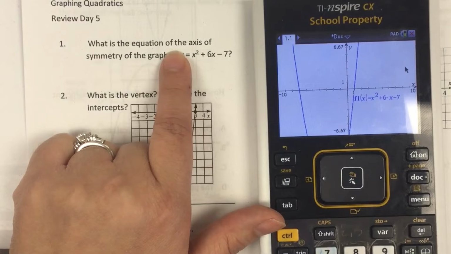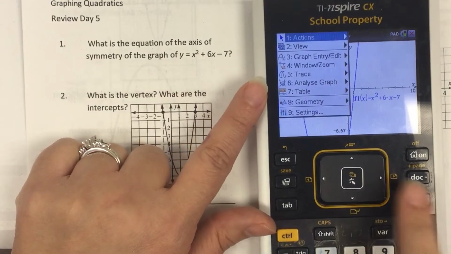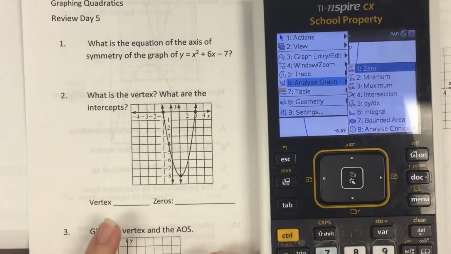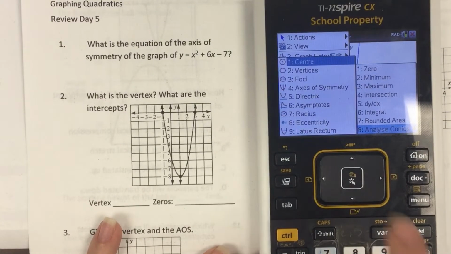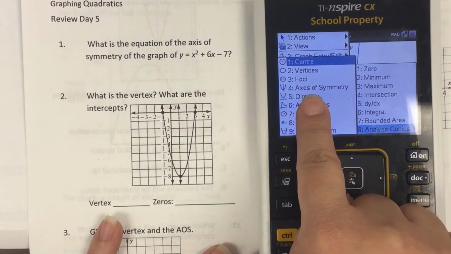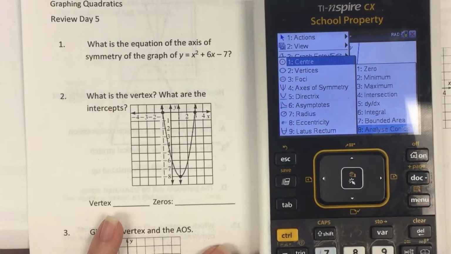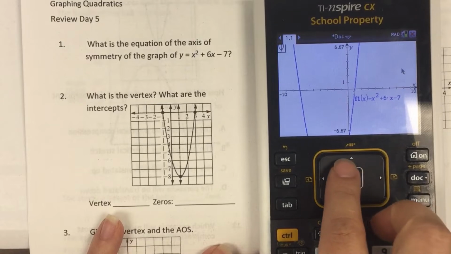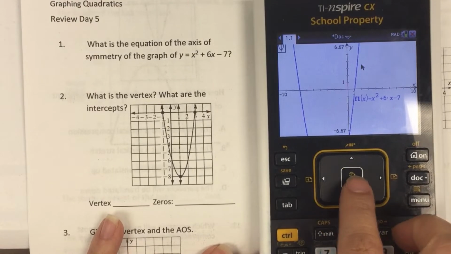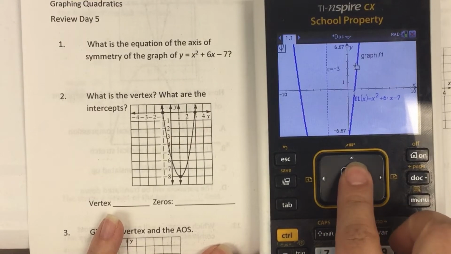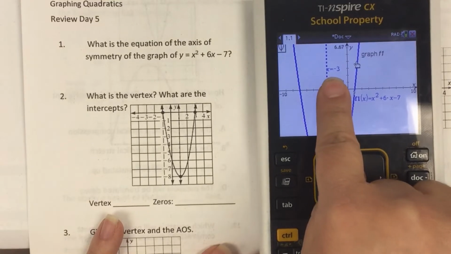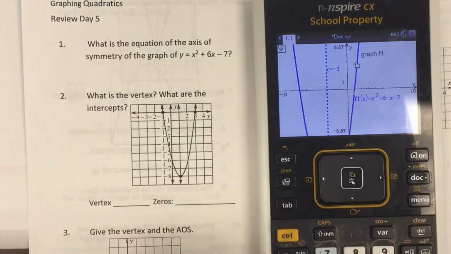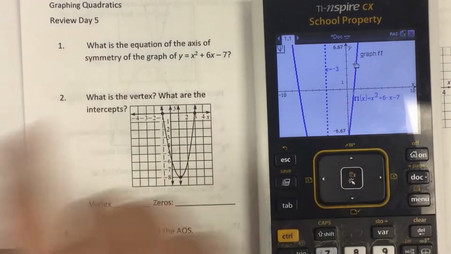To get to the axis of symmetry, I'm going to go to Menu, Analyze Graph, which is option 6, and then Analyze Conics, option 8, and then here I'll see my axis of symmetry. It's option 4. So when I go there, nothing pops up on my screen. I have to use the mouse pad and click on my graph, and then my axis of symmetry will stay. Not only can I see it splitting the parabola in half, but I also get the equation.